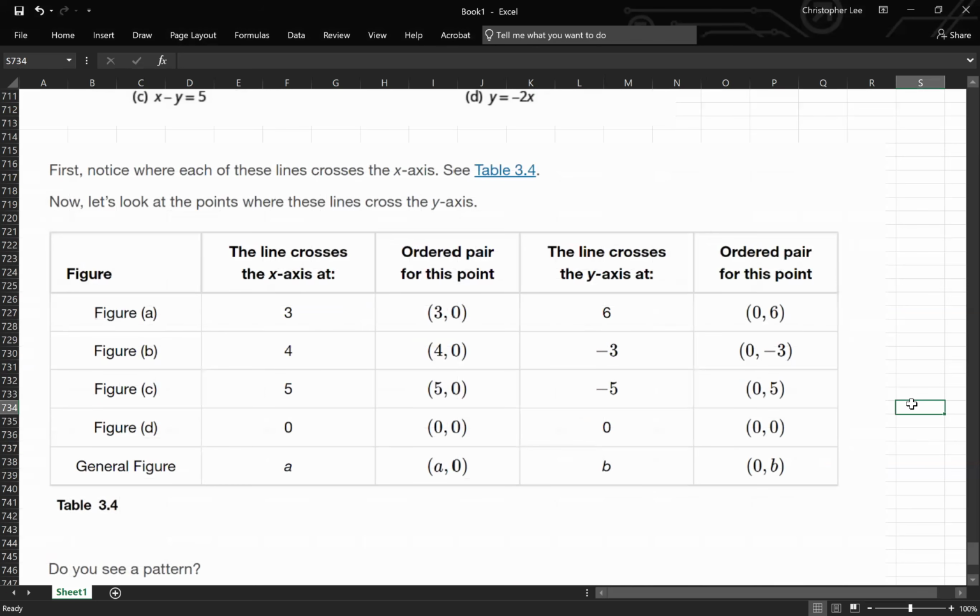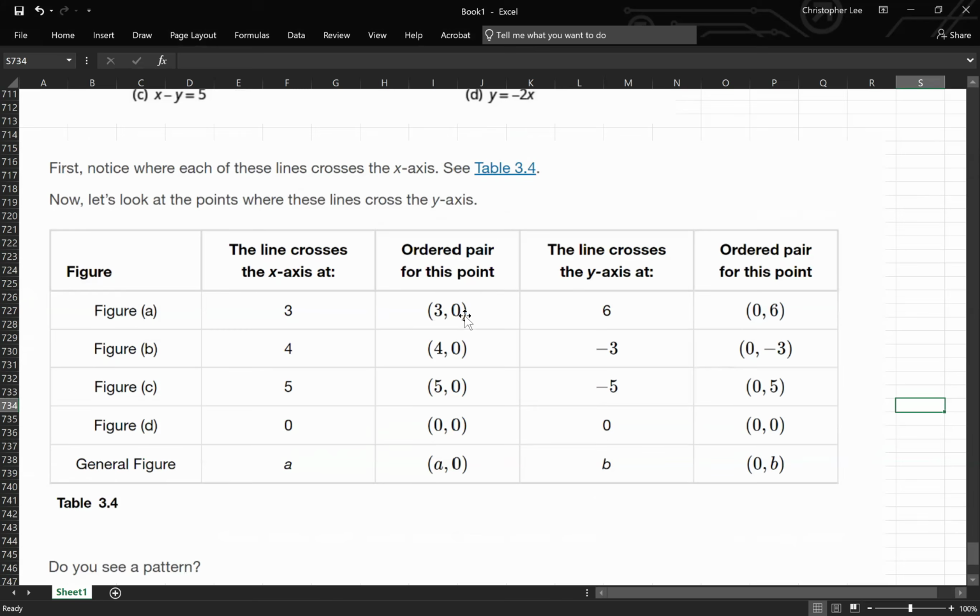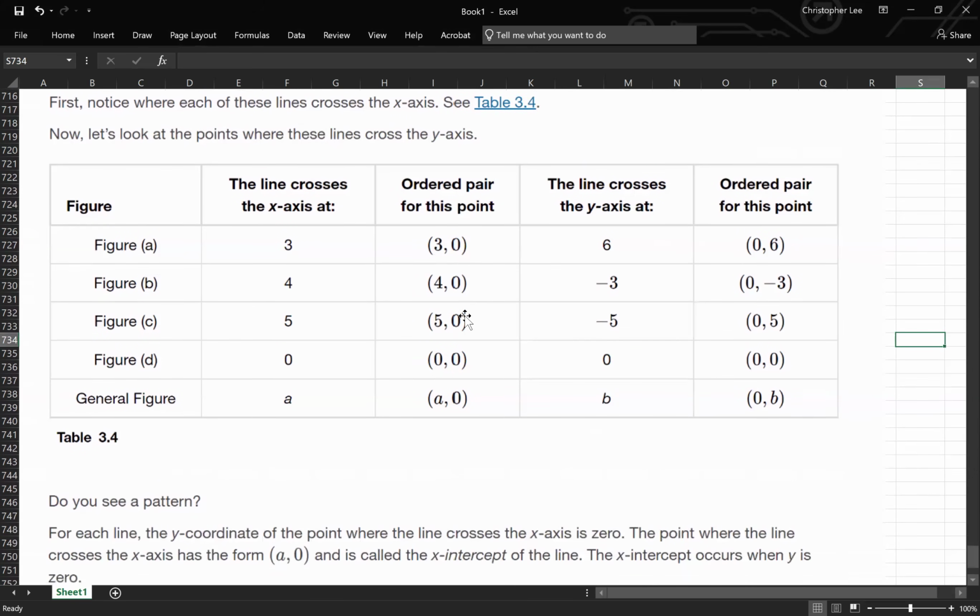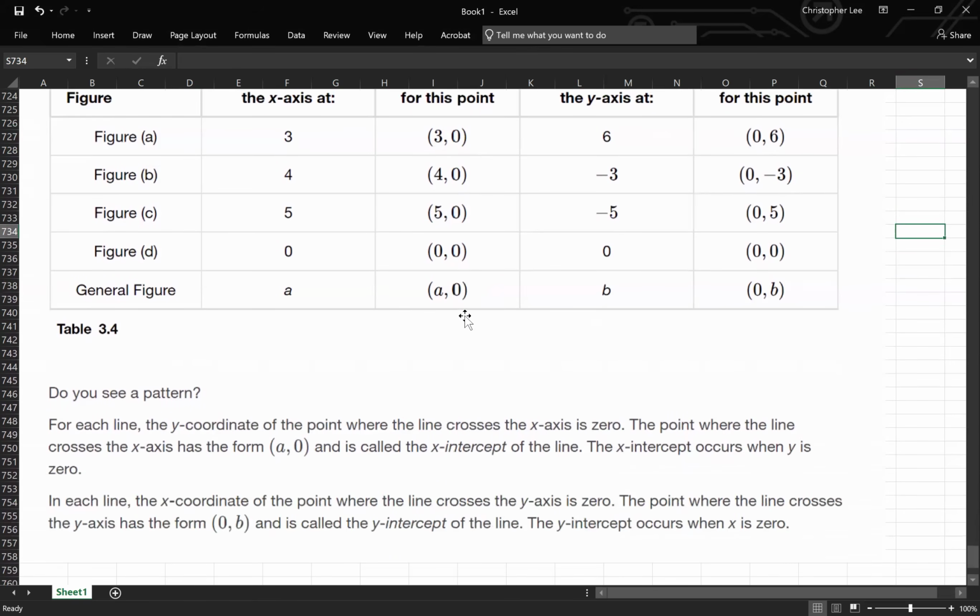So first, notice where each of these lines cross the x-axis. Now, let's look at the points where these lines cross the y-axis, right? So figure A crosses at 3, right? The ordered pair is 3 comma 0, etc. You guys see the table there. You don't have to draw this table. This is just explaining what I just explained. So here's a question. Do you see a pattern?